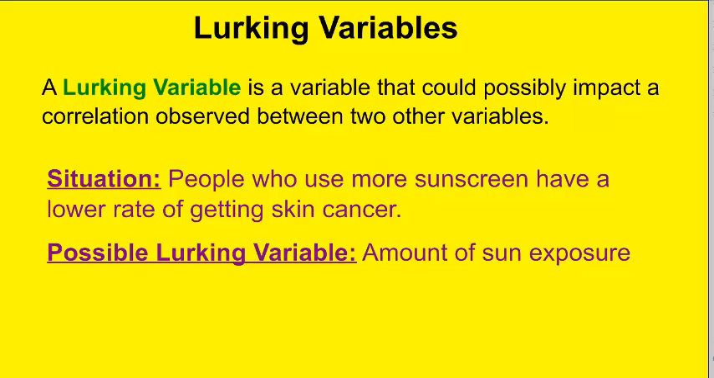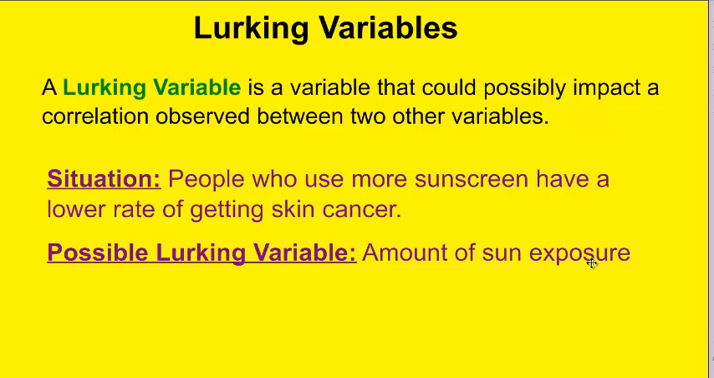When we talk about correlation versus causation, we always want to be aware of possible lurking variables. A lurking variable is a variable that could possibly impact a correlation observed between two variables. So the situation that we have is people who use more sunscreen have a lower rate of getting skin cancer. Now, does using more sunscreen lower your chance of getting skin cancer? Not necessarily. There is a relationship there, but not necessarily a cause, because of our possible lurking variable being the amount of time you're in the sun, or the amount of sun exposure that someone has.